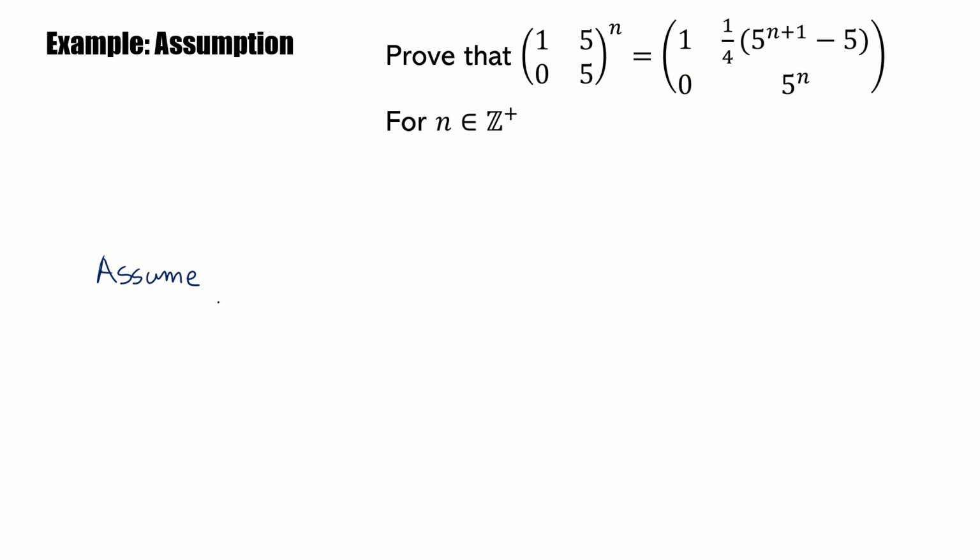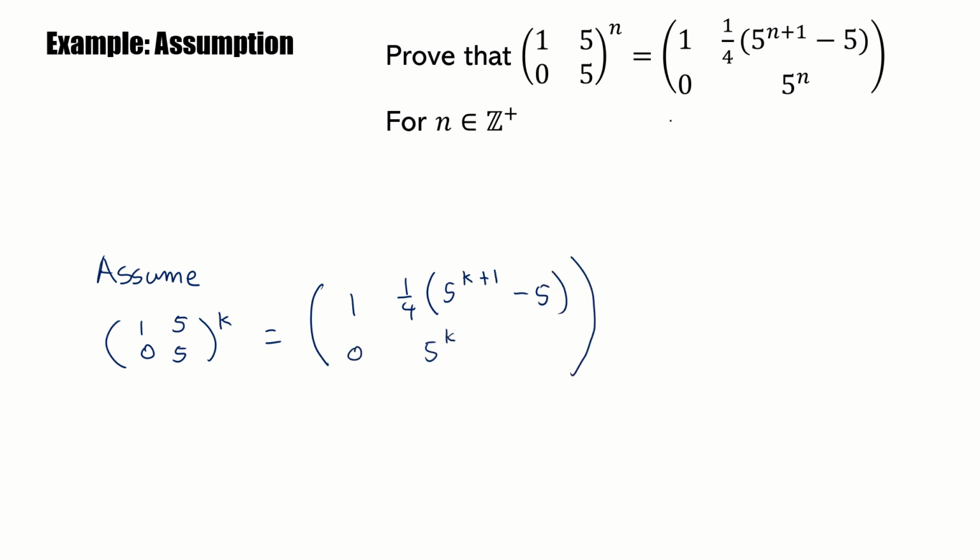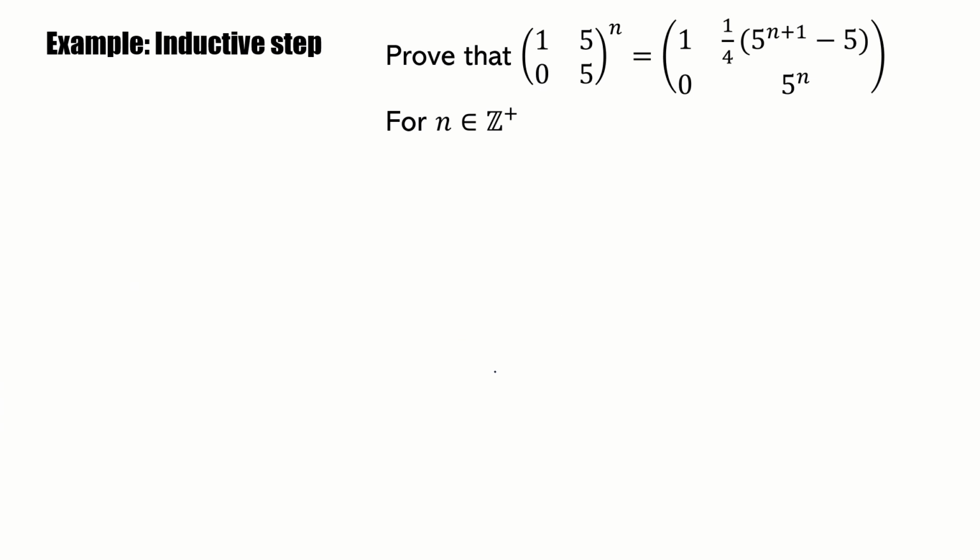So therefore, assume that the matrix [1 5; 0 5] to the power of k equals 1/4 lots of [5^(k+1) - 5; 0 5^k]. And that is the assumption done. We've stated what our assumption is. We're assuming this works. Cool. On to the inductive step.